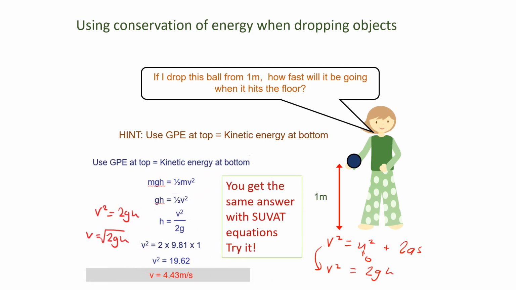We should get the same answer if we try this with Suvat equations. One that we can try is v squared equals u squared plus 2as. And u is 0 because we're dropping the ball from rest. So v squared equals 2as. In this case, a is g and s is the height h. So we've got v squared equals 2gh. So we get the same answer using the Suvat equation.